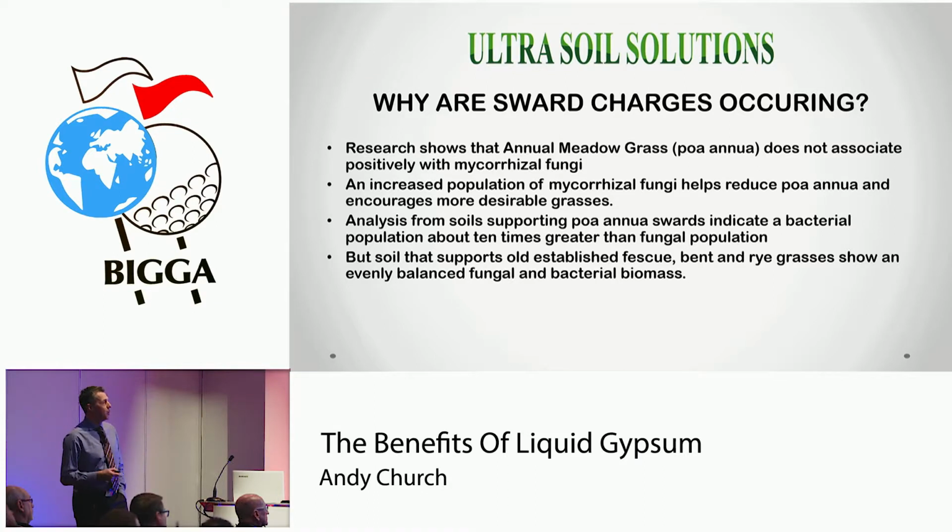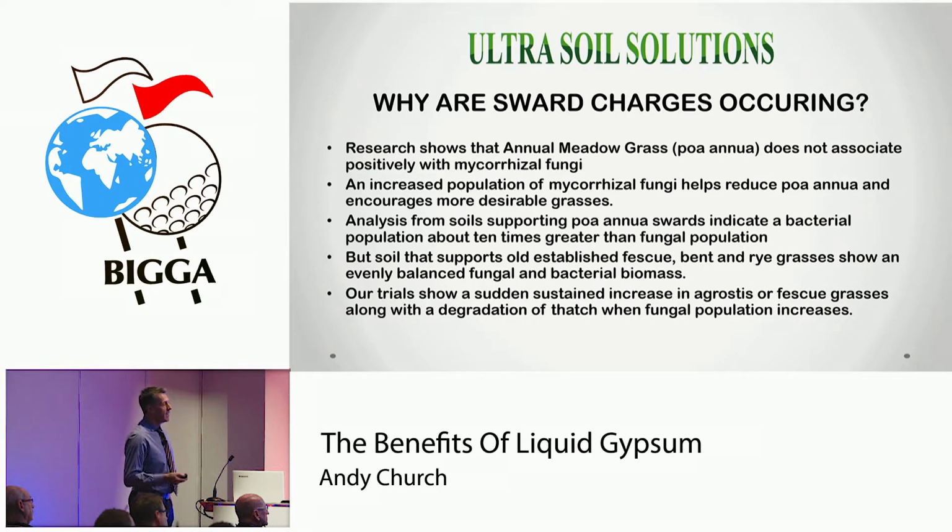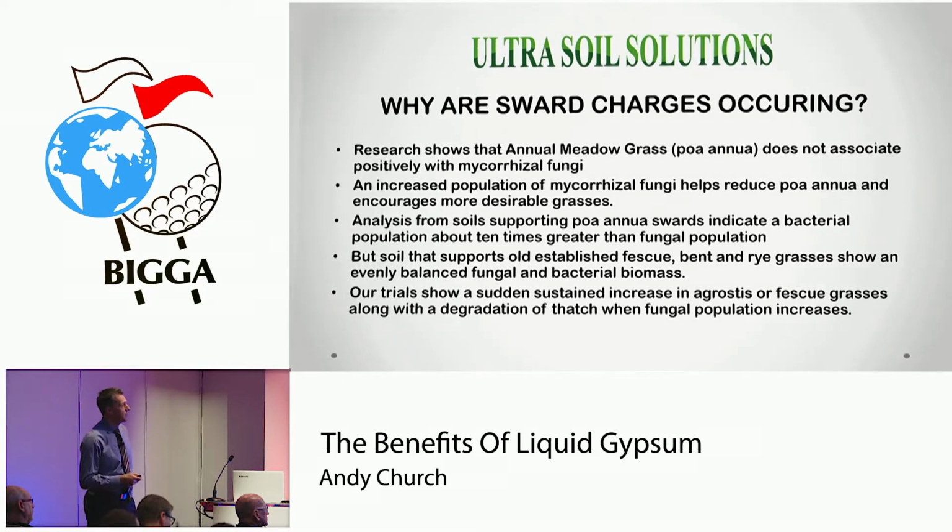But soil that supports old established fescues, bent and ryegrass show an evenly balanced fungal and bacterial biomass. So again, we're trying to promote an even distribution of fungal and bacterial activity. Our trials show a sudden sustained increase in agrostis and fescues, along with a degradation of thatch when fungal populations increase. So, as I say, the calcium working in the soil, promoting bacterial and fungal activity, is basically starting to change the environment and change the sward.